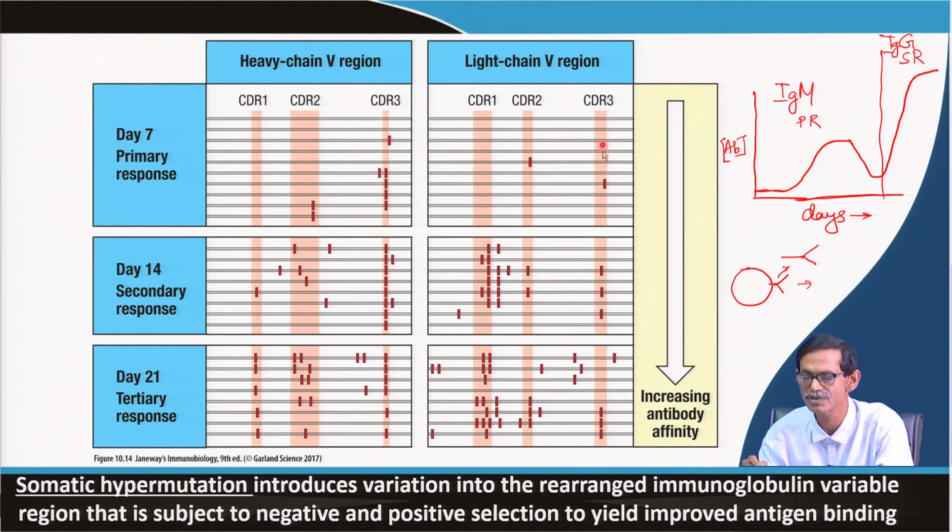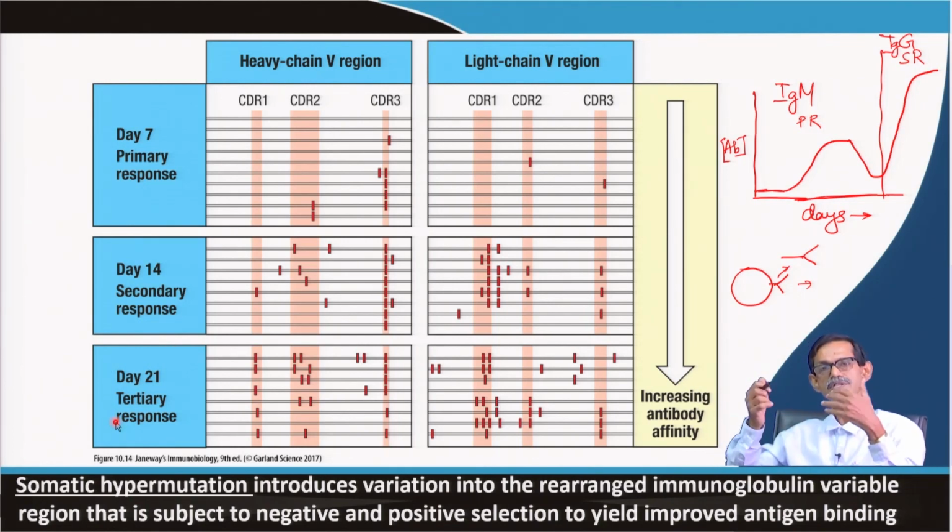In the light chain there is almost no mutation, and in the heavy chain there are few mutations, but mostly they are present in CDR3. In the day 14 secondary response, you see the number of mutations is increased, and most of the mutations are in this shadow region, the CDR region: CDR1, CDR2 and CDR3. Most of the mutations are within this CDR region, and if you go to day 21, the tertiary response or further infection, the mutation is much higher.